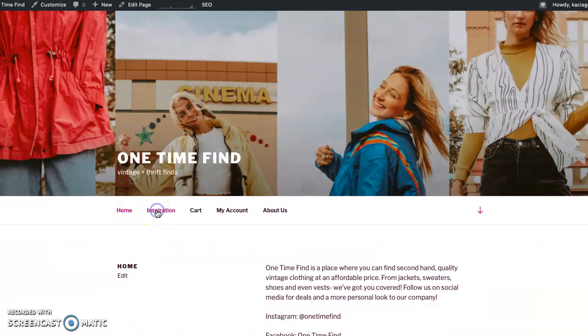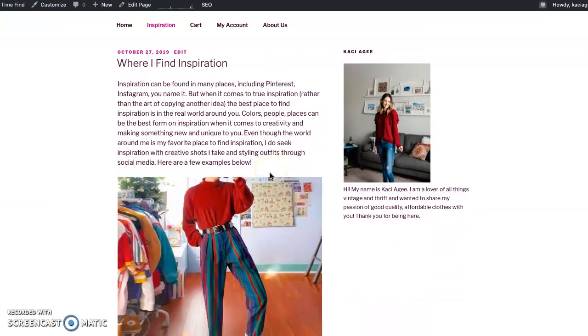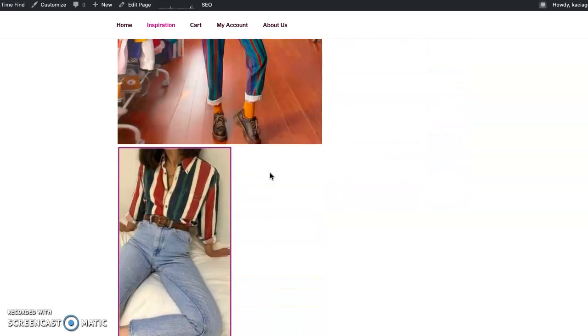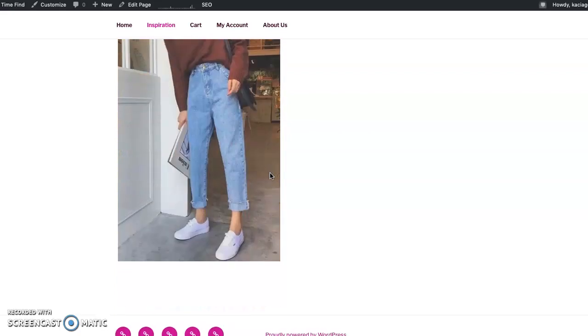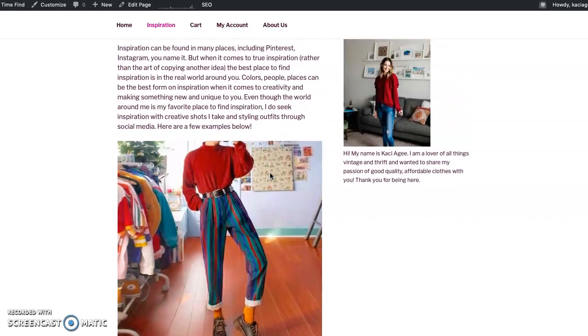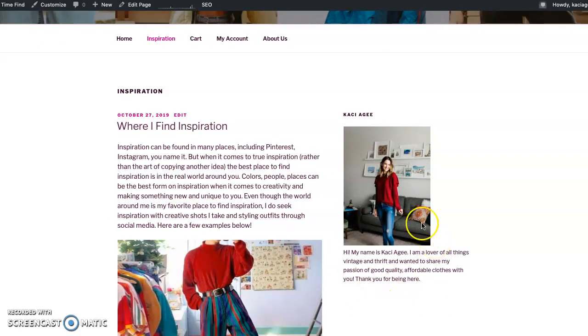And then we have inspiration, and here I just put in where I find inspiration, and then I put in a couple of pictures of some inspiration that I look at and find when I'm looking for clothes to sell and how to style outfits. So I put a little bit about that, and then I have a little about me here with a picture of myself and my name.